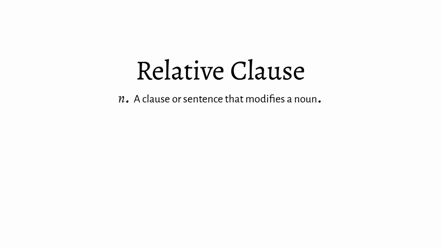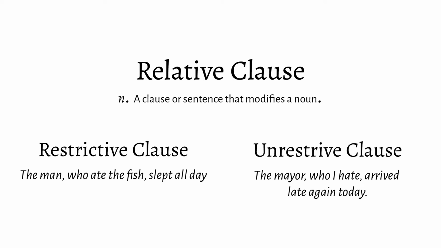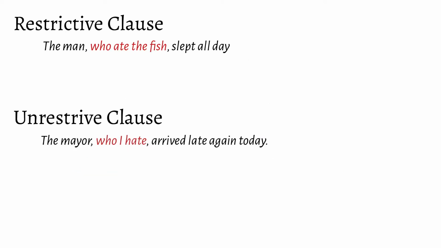clauses in English. The restrictive relative clause: the man who ate the fish slept all day, and the unrestricted relative clause: the mayor who I hate arrived late again today. In both examples, we can see that both "who ate the fish" and "who I hate" are inside of another sentence known as the matrix sentence. Despite both of these smaller sentences being relative clauses, they serve slightly different purposes within each sentence.